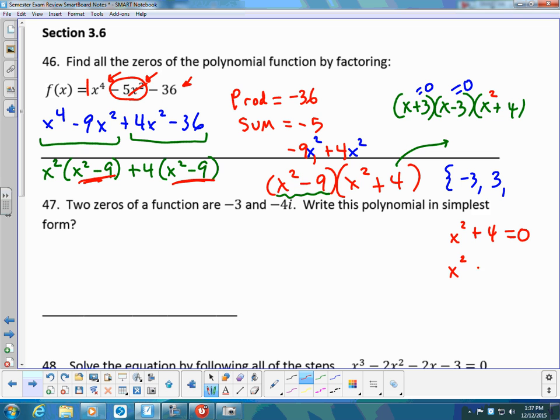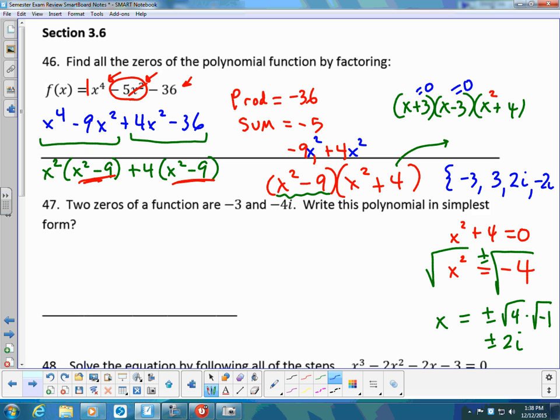I'm going to subtract 4 from both sides, and I'll get x squared equals negative 4. Take the square root of both sides. I need plus or minus, and I get x equaling plus or minus square root of 4 times square root of negative 1. So that's going to be plus or minus 2i. So our other two solutions are going to be 2i and negative 2i. So those are our zeros for the polynomial.